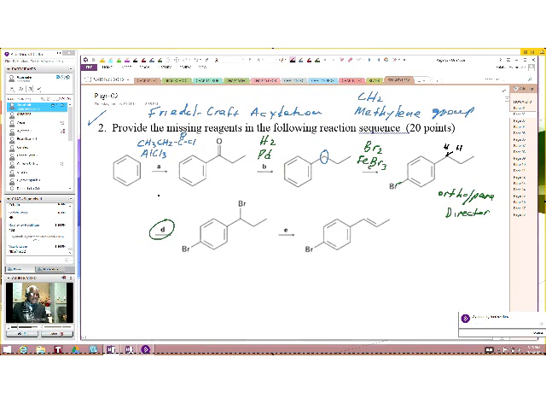So you use NBS in the presence of a peroxide. You could use any peroxide, by the way. NBS in the presence of peroxide and light will replace the benzylic hydrogen, that is the hydrogen attached to the benzylic carbon, with a bromine atom. And that is what we have here. Very good. So far, so good.